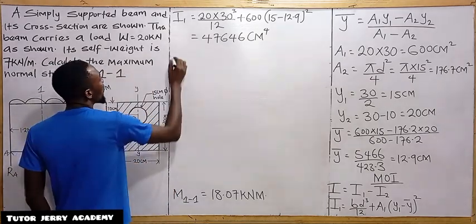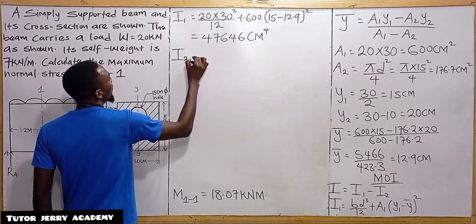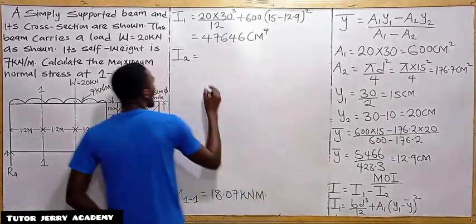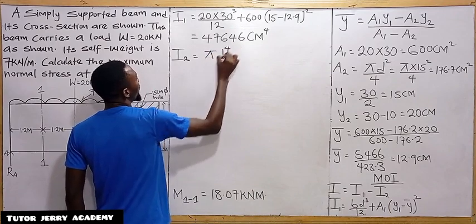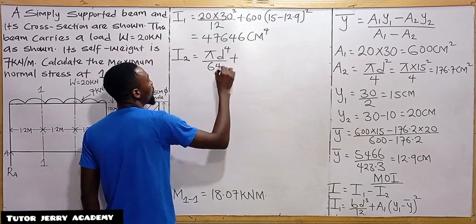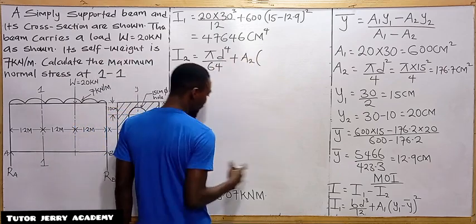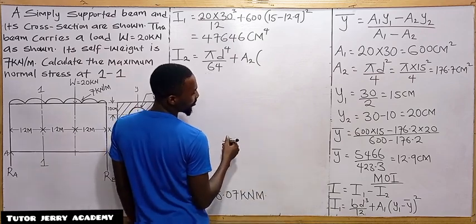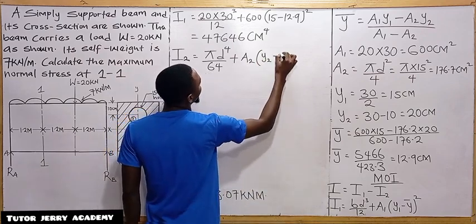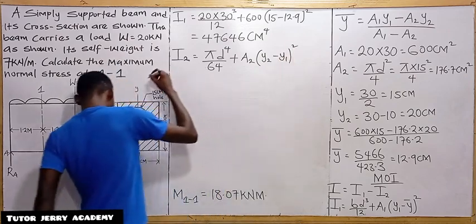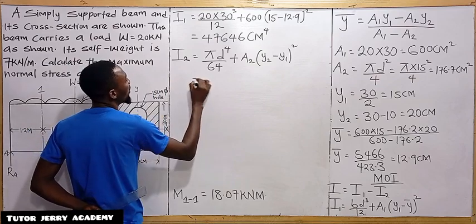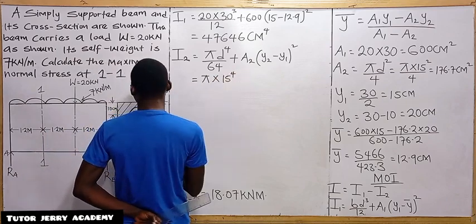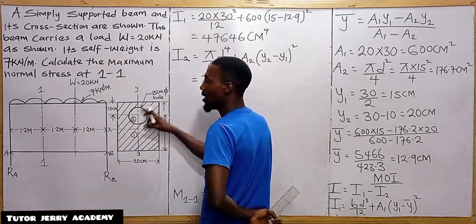All right, so please, here we are going to have I2, and don't forget our I2 is a circle, and the moment of inertia of a circle is nothing but what? Pi d to the power of 4 all over 64 plus what? Plus A2 into what? Check your Y bar and your Y2. Which one is greater? Y2 is greater, right? So Y2 is greater. We're going to have Y2 minus Y bar all squared. All right, so here we are going to have this to be equals to pi multiplied by 15 to the power of 4, because our diameter of the circle here is 15.